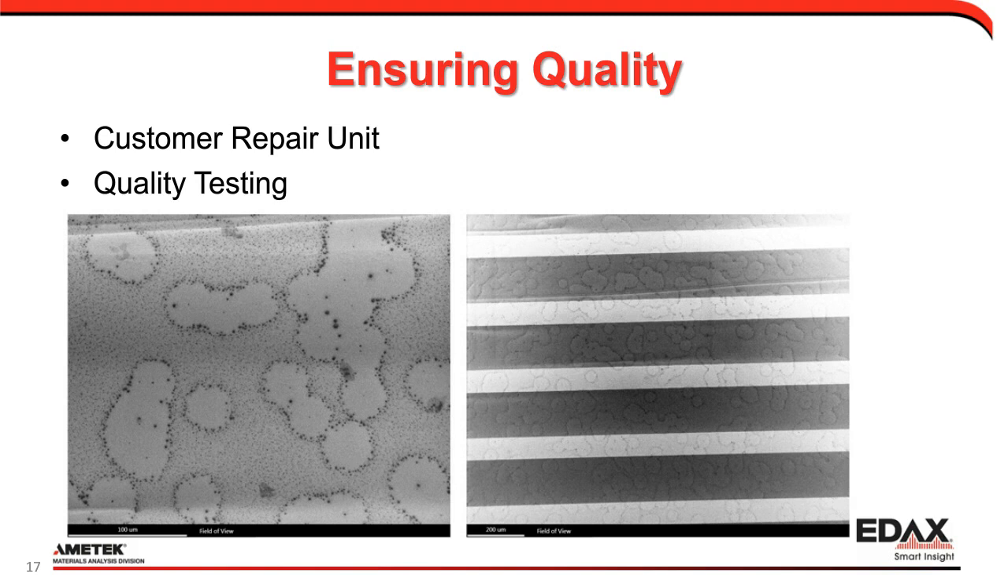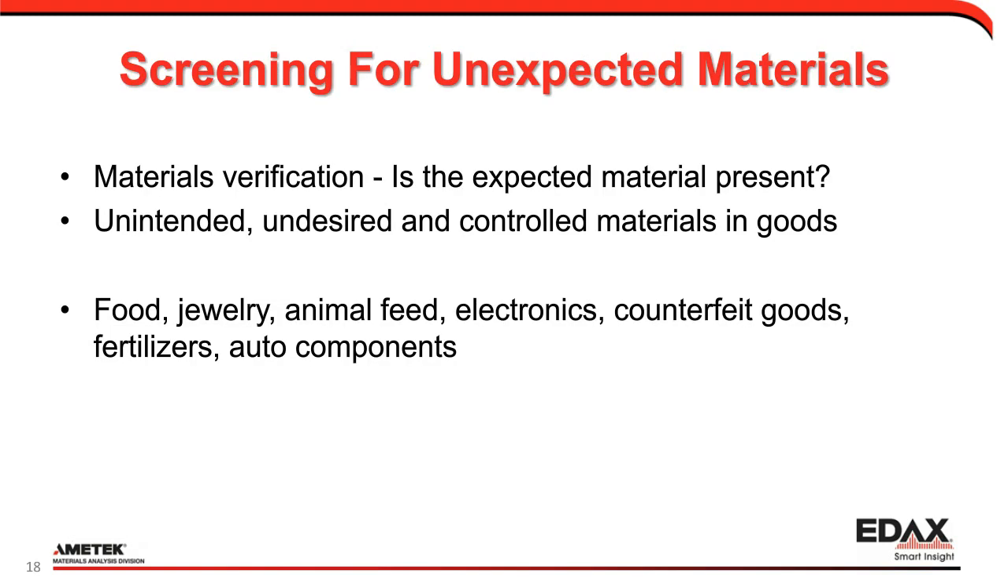And the next range of work is screening for unexpected or unintended materials. This is something like materials verification. So maybe raw materials, supplied parts, something that's coming in from a supplier that a producer is going to evaluate to make sure it's the proper material. Or also for some of these screenings, looking for unintended materials or undesired or controlled materials in goods.